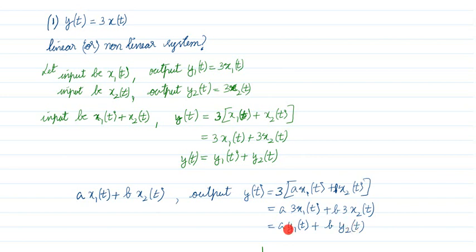So the homogeneity principle is also satisfied. That is, when the input is multiplied with A, the output is also multiplied with A. When the input is multiplied with a constant B, the output is also multiplied with a constant B. This is called homogeneity. So the given system is a linear system. That is, it is satisfying both superposition and homogeneity.